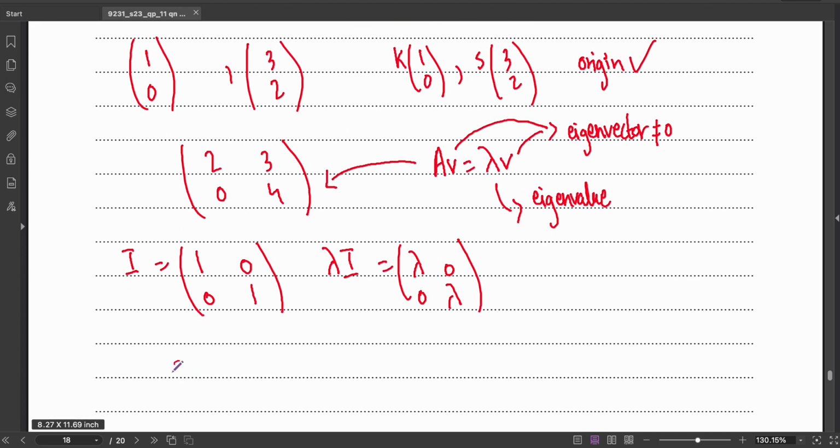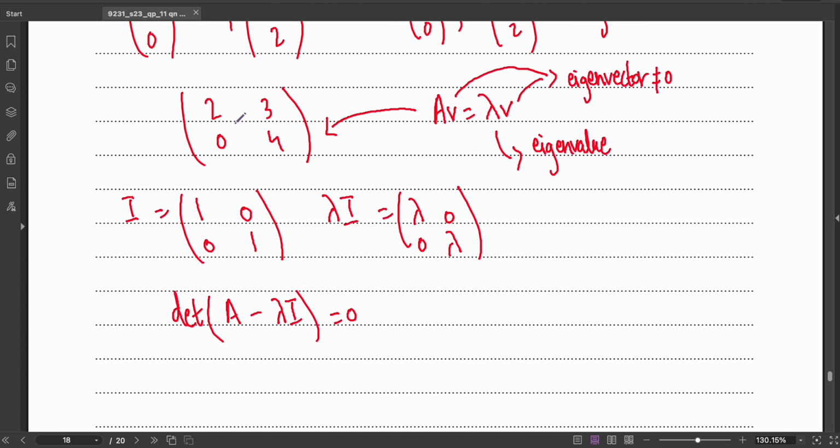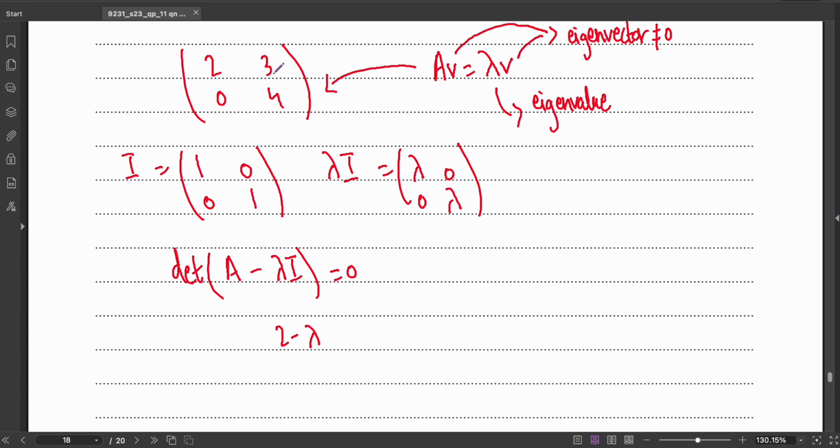Now what I want to find is the determinant of the matrix minus the identity matrix multiplied by lambda, and I want to set that equal to 0. So how do I do that? Well, I have the matrix A, which is 2, 3, 0, 4, and I'm going to subtract this right here. So I'm going to have 2 minus lambda as the first entry. Then 3 minus 0 is just 3, so I'm going to have the 3 there. Then 0 minus 0 is just going to be 0, and I'm going to have 4 minus lambda.